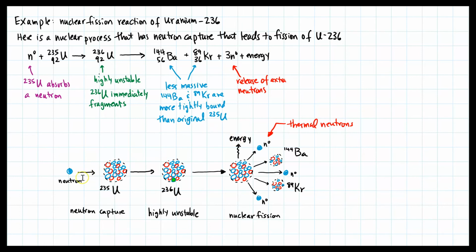Now the important signature of fission here is that this neutron is the same as these other neutrons that are released.